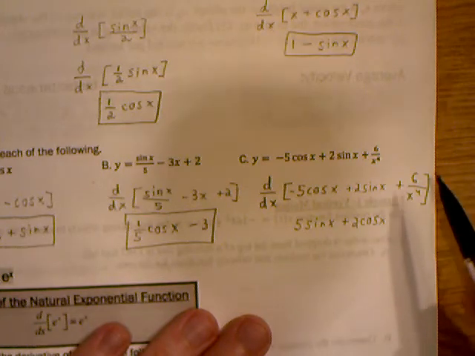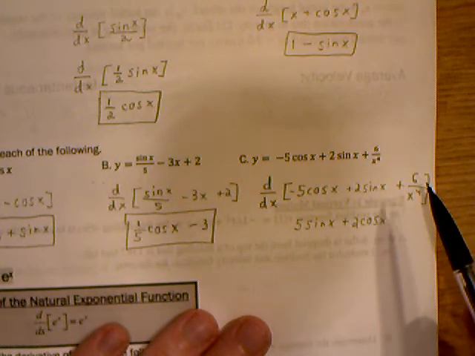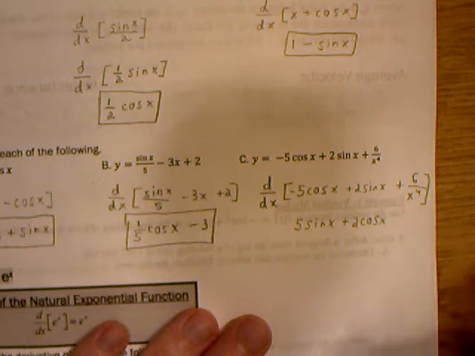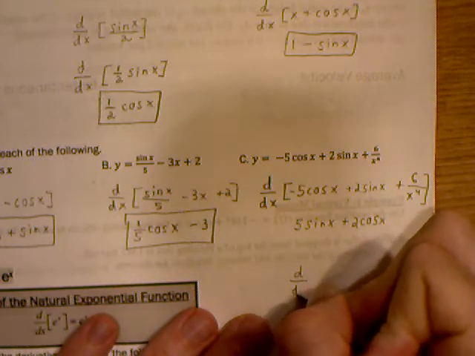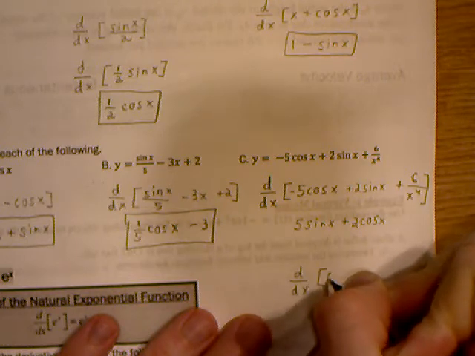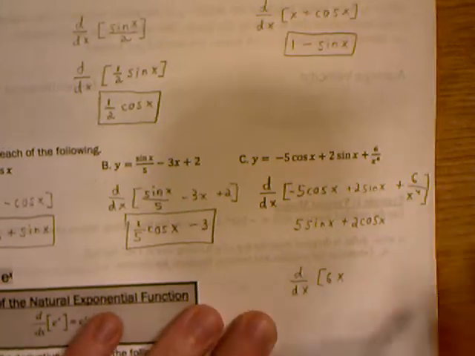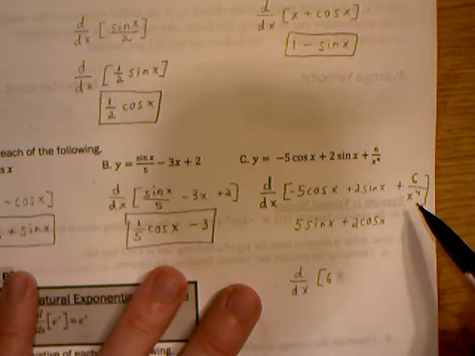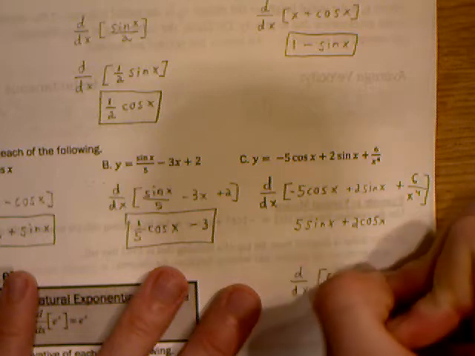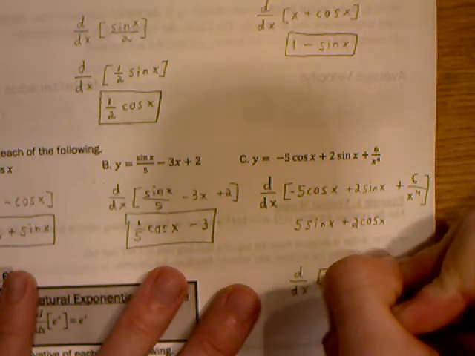And then now for the derivative here, I'm going to compute this on the side. So first thing is I'm taking the derivative with respect to x of 6 over x to the 4th. But with this x to the 4th, in order to apply the power rule, I need to bring it up to the numerator and rewrite it as 6x to the negative 4th.